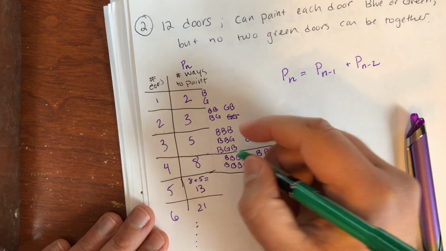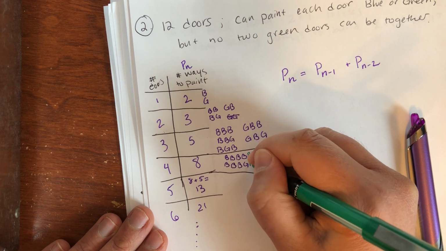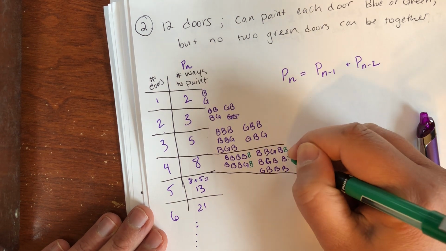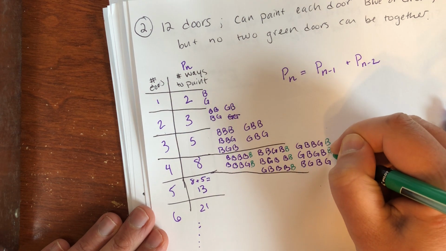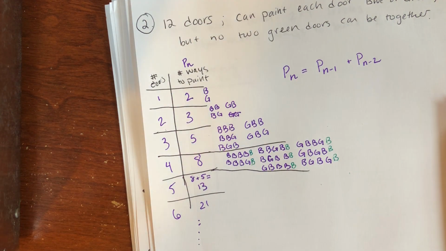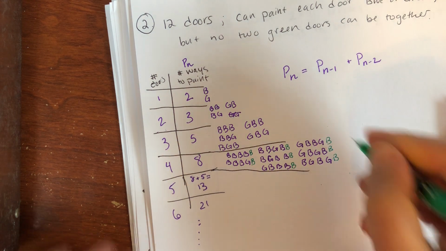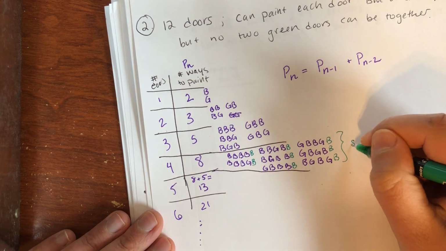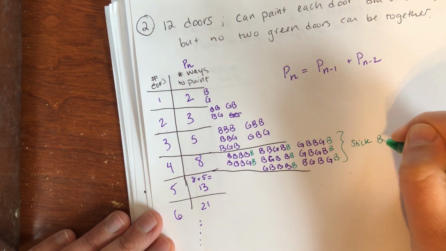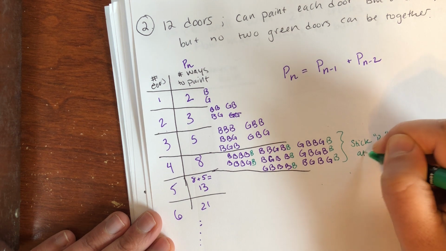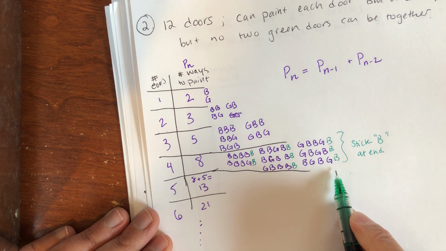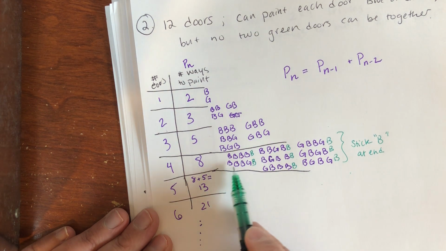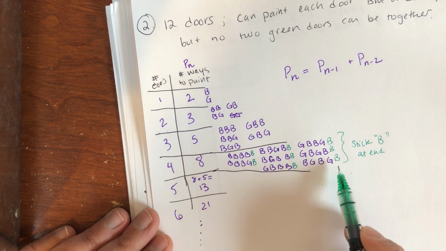So what I'm going to do is look at each one of these and stick a blue at the end. Because you can always put a blue door next to any other door. It's not going to break any rules because blue doors can be together, blue doors can be next to green. Either way is fine. So we're going to just stick a blue door at the end of the 4-door hallway. So this is going to generate all of the 5-door hallways that end in B.